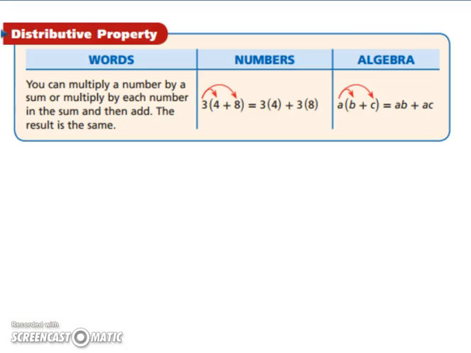Let's look at the distributive property. You can multiply a number by a sum, or multiply each number by the sum and then add. So either way the results will be the same. So we have 3 times 4 and 3 times 8. We're distributing this 3 to each piece because it's the same as saying, well, 4 plus 8 is 12, so 3 times 12. It's the same thing as saying 3 times 4 plus 3 times 8. You're distributing, so hence distributive property.